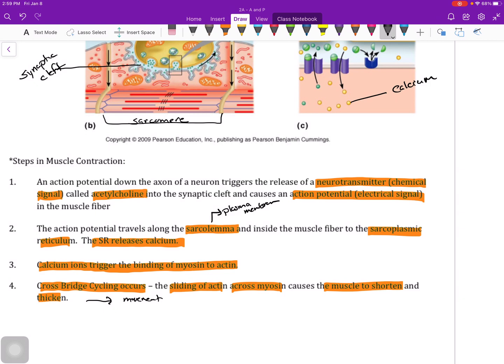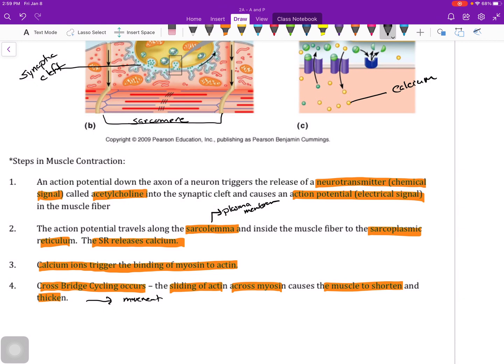Now, that action potential goes around the plasma membrane, the sarcolemma of the muscle fiber, down into the sarcoplasmic reticulum. Its function is to release calcium. If you don't have calcium, you don't get the action potential and you don't get movement. So that's why calcium is so very important.